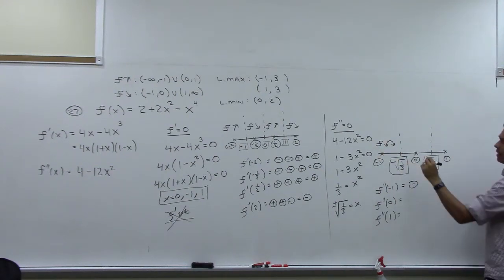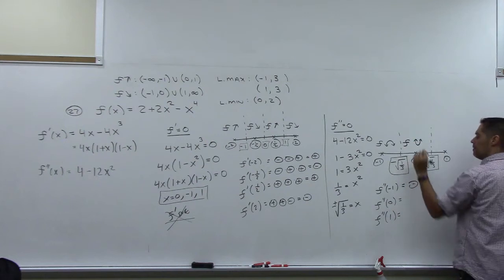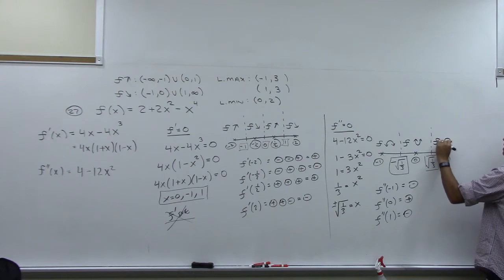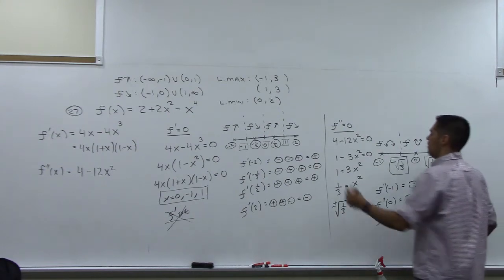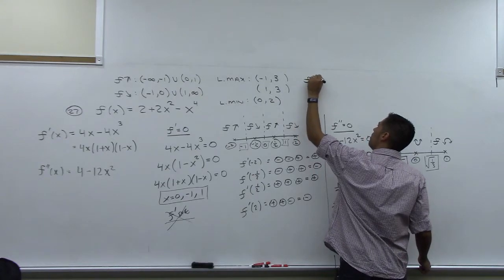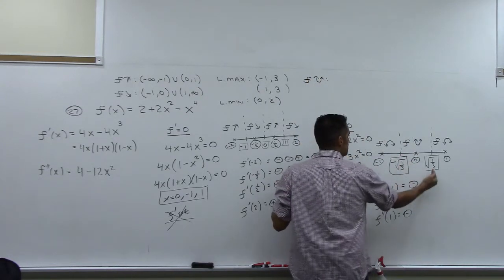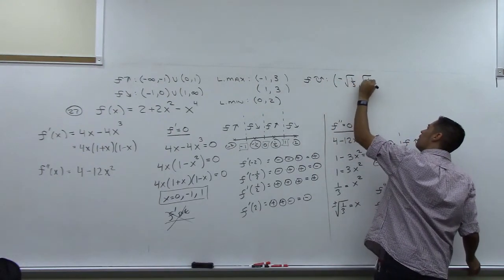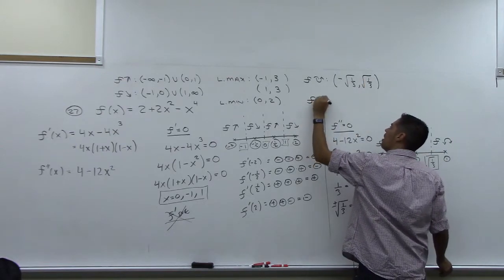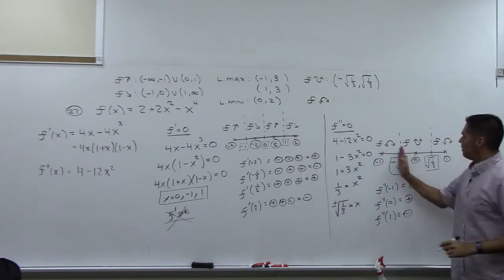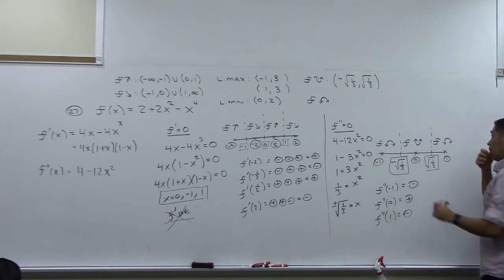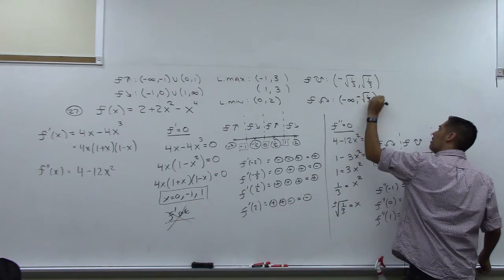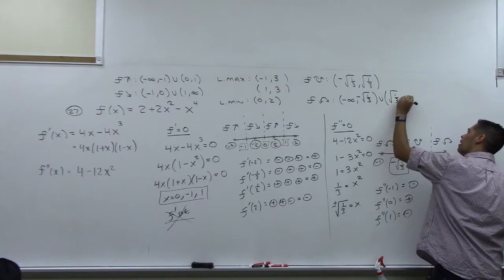If I plug in 0, I get a positive number. So that means my original function is concave up. And if I plug in 1 again, I get negative. So my original function is concave down. I have that my function is concave up just between this and this. So between negative root 1/3 and positive root 1/3, my function is concave up. It is concave down to the left of negative root 1/3 and to the right of root 1/3. So negative infinity to negative root 1/3 union root 1/3 infinity.